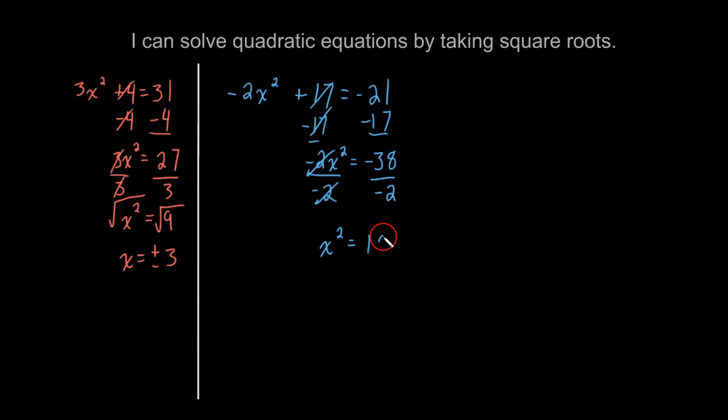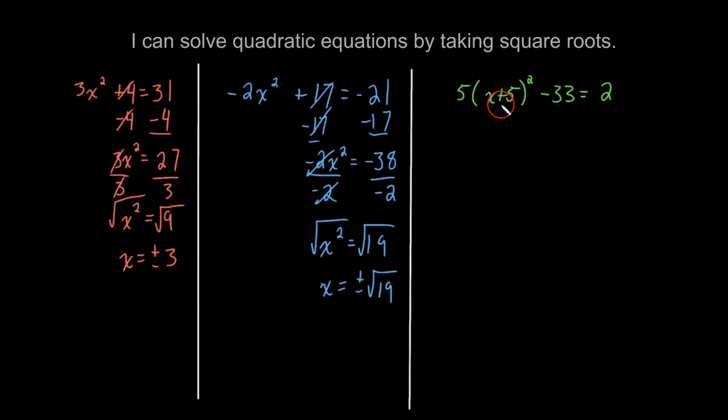And now we'd have to take the square root of both sides over here. And the square root of 19, that's an irrational number, so we'll just keep it under the radical symbol. So that gives us x is equal to plus or minus the square root of 19. And that would be our final answer right there. Let's look at one final example.